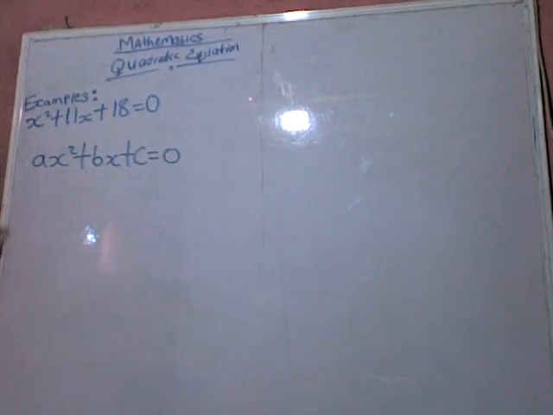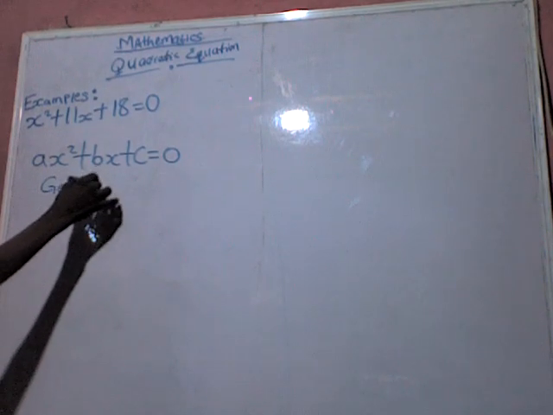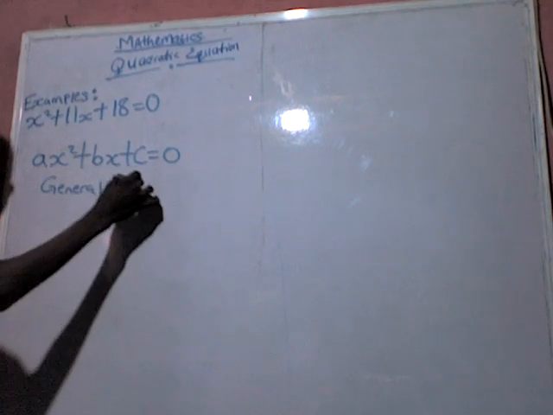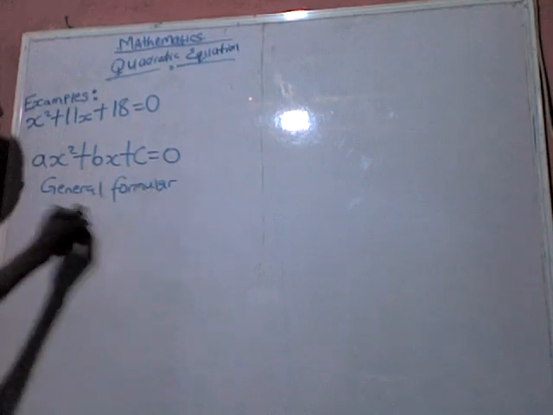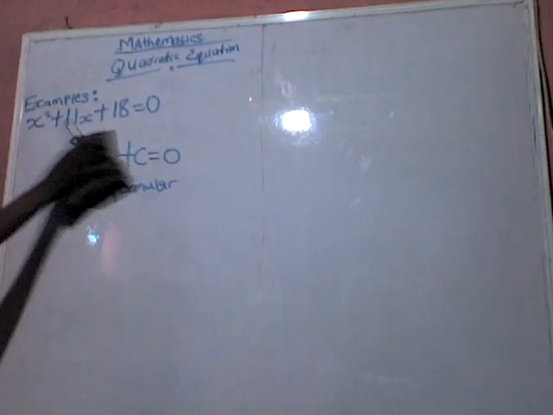So we have ax squared plus bx plus c equals 0. So this is our general formula for quadratic. So let's just take that on board.